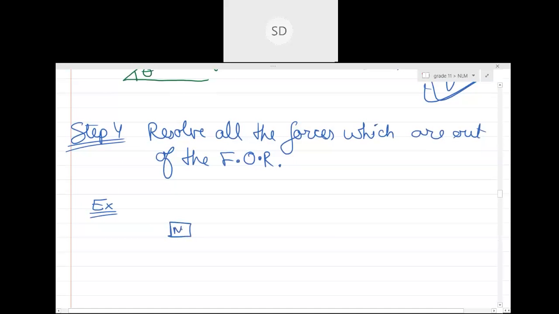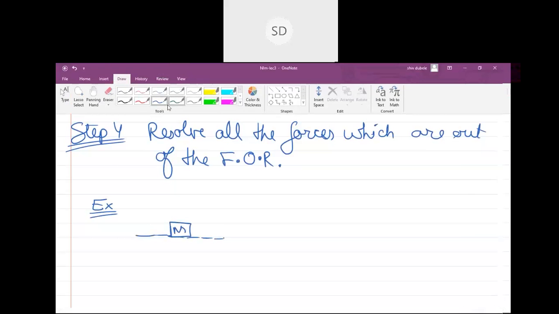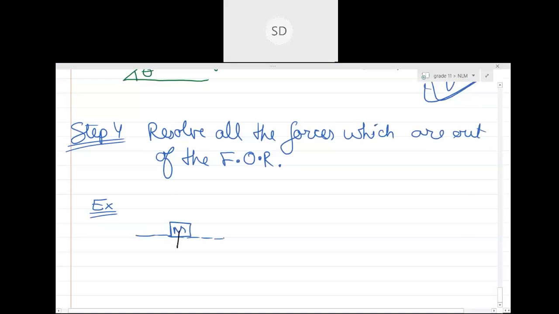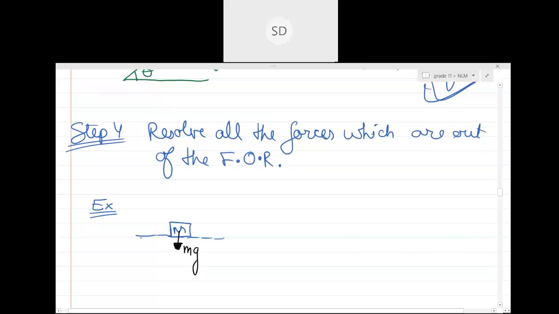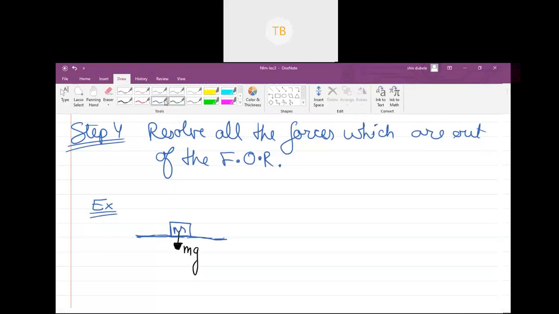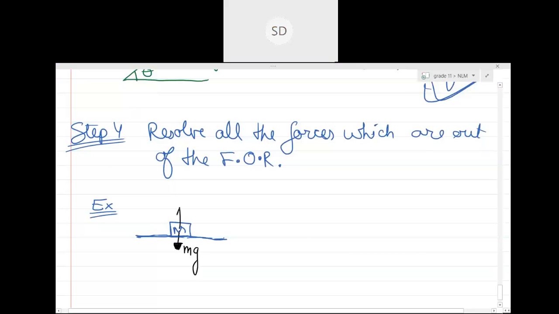So, can you see over here? This is a block of mass M which is placed over the ground. How many forces are acting on it? Mg, Sir, Mg acting down, and since it is placed on ground, two forces are acting on this. Yes or no? The normal and mg. So there are these two forces.